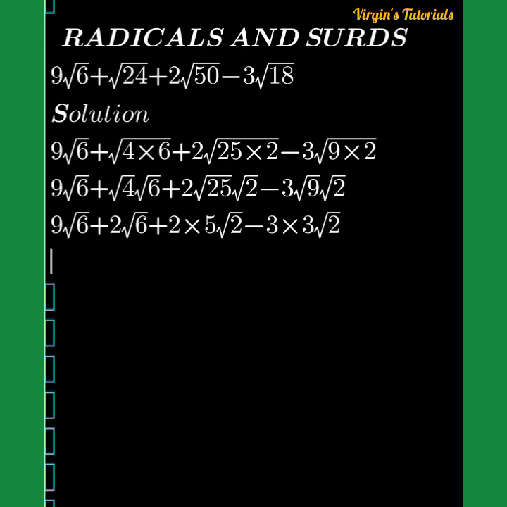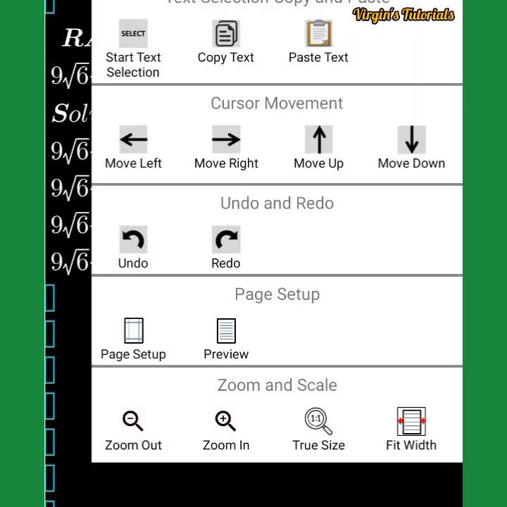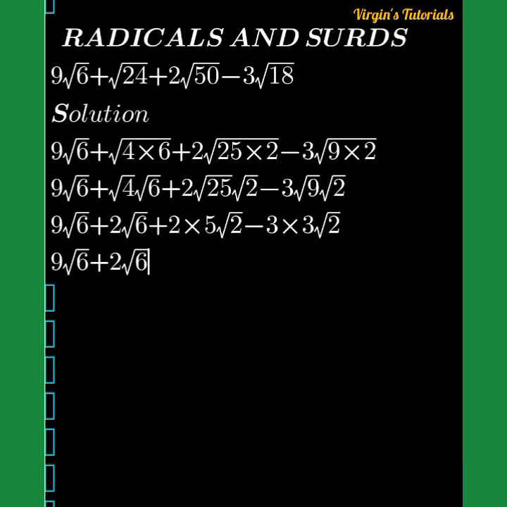Then what do I do again? I still have 9 root 6, then plus 2 root 6. Then 2 times 5 is 10, so I have plus 10 root 2. Then minus 3 times 3 is minus 9, so minus 9 root 2.